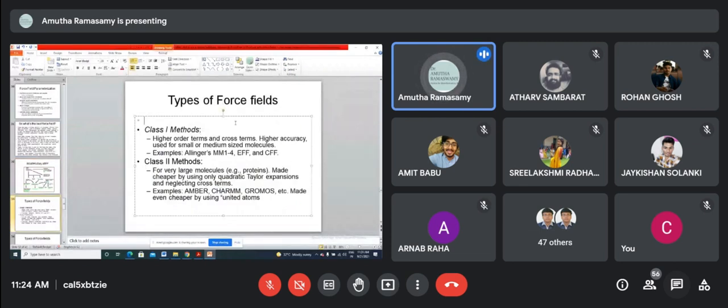So you can have the force field. When I say force field, there are class 1 methods, class 2 methods, some classification. What are the higher order terms and cross terms? We have seen the basic representation of the force field. If you are trying to add any other interactions, you can go with the cross terms. Or if you want to develop some additional parameter for the same component, you can go with the higher order. So every time you are improving the accuracy, you are adding some new parameter.